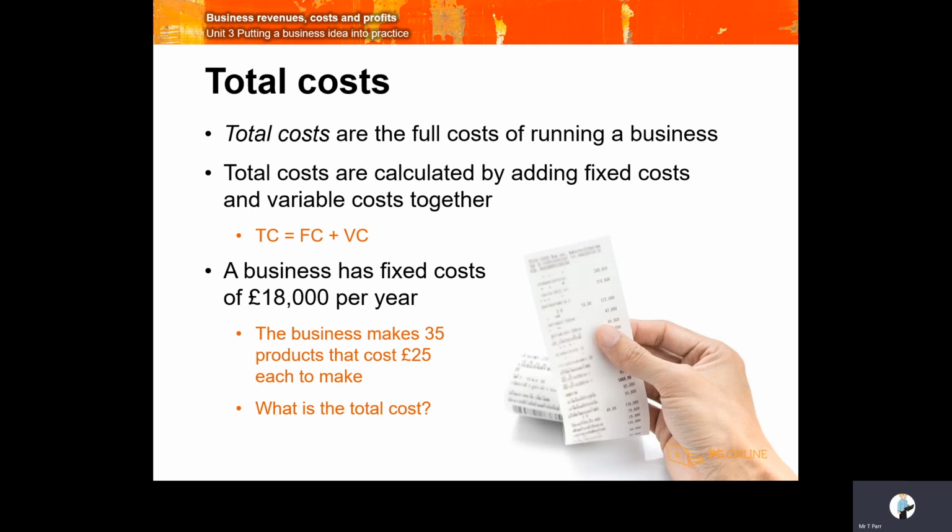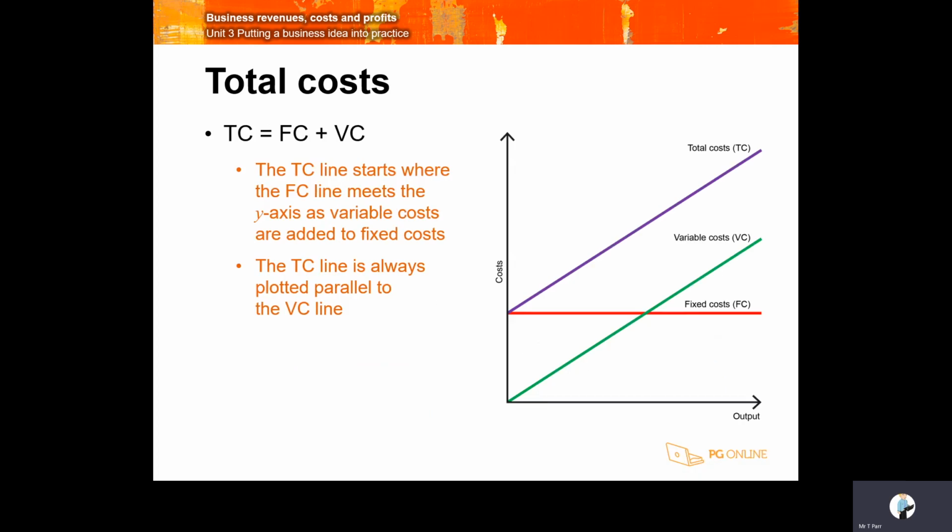Can't do it in my head because I'm rubbish like that. £875. That's our variable costs. Okay, and then our fixed costs are 18,000. So we add that together. So 18,000 plus 875. Okay, £18,875. Okay, relatively straightforward. Okay, so on a graph like that, you can see our total costs.